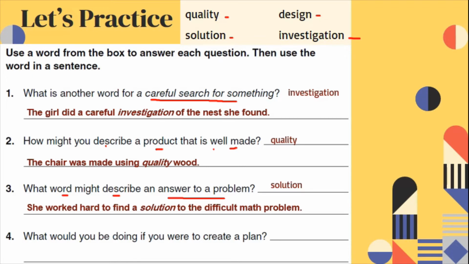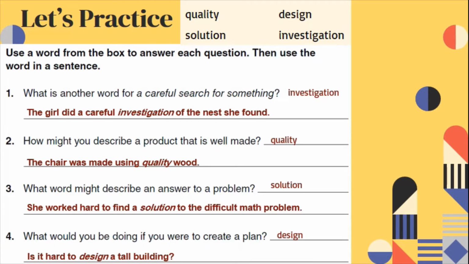Number 4, what would you be doing if you were to create a plan? To create a plan or make a plan means to design. How can I use it in a sentence? I can say, is it hard to design a tall building? I can use it in the form of question.